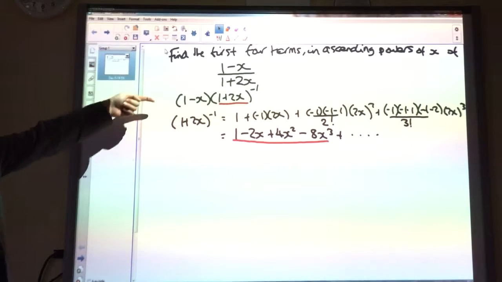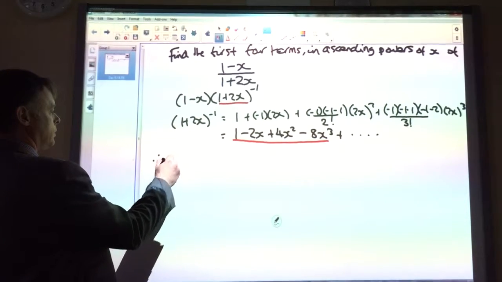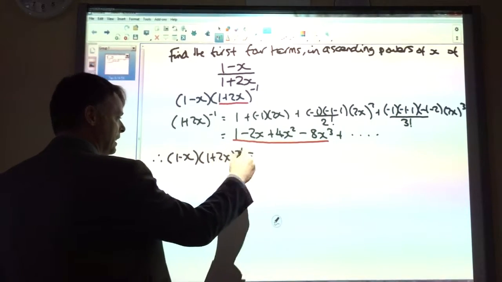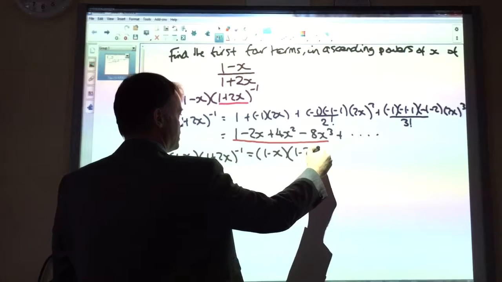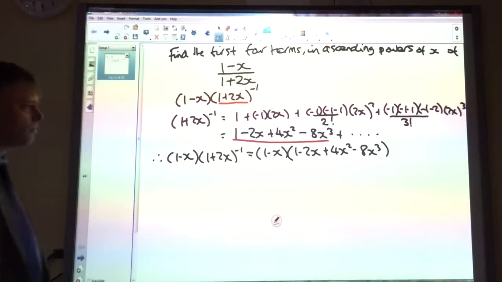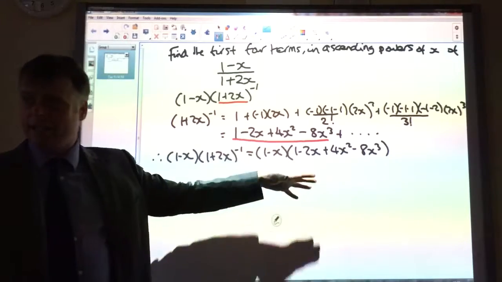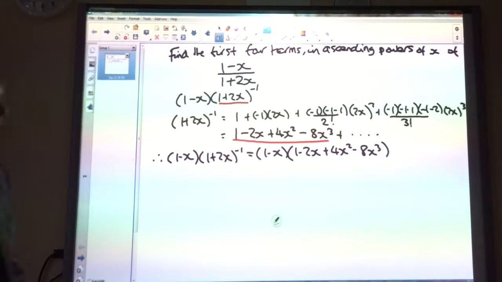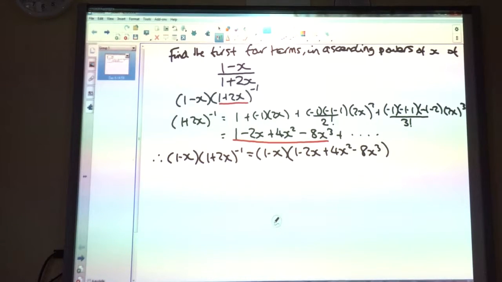And then we can think about the 1 minus x bit now. So what we do then is this. 1 minus x times 1 plus 2x to the minus 1 is, well, technically it's approximately equal to, but we'll just put equal for the time being. 1 minus x times 1 minus 2x plus 4x squared minus 8x cubed. And then to finish it off, all we're effectively doing is expanding these brackets. Now there's quite a lot of expanding to do, but what we have to bear in mind is we only want the first 4 terms. So if we get anything which is x to the power of 4 or above, then we can ignore it because we're not interested in it.